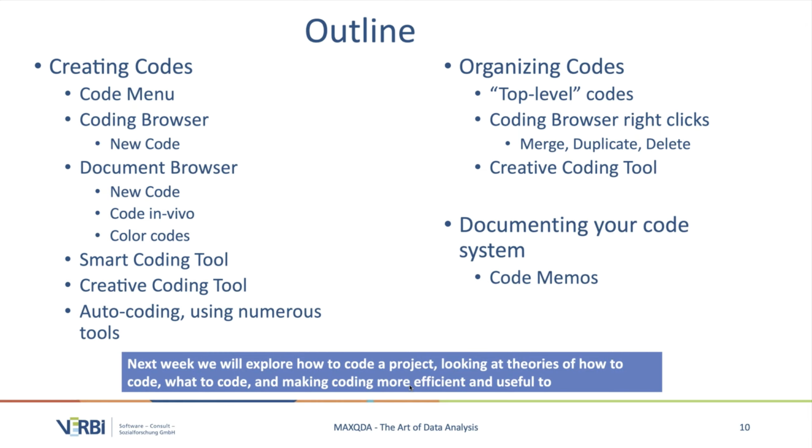We will briefly explore the Smart Coding tool, although we're going to use that more next week. We'll look at visual code building using the Creative Coding tool. We'll talk a little bit about auto coding, some of the tools that you can use for that. And then we'll talk about organizing coding and documenting your coding system. It's going to blend from this week into next week, where we're going to go into much greater depth about the process of actually coding your data. But this is about preparing to code.